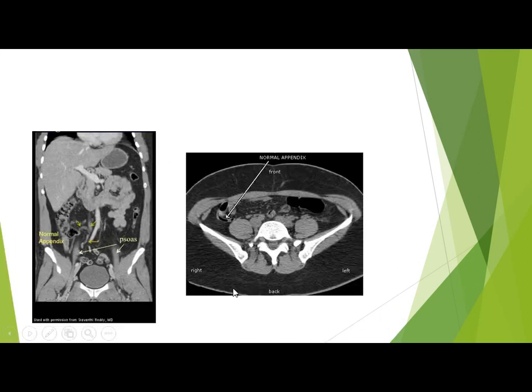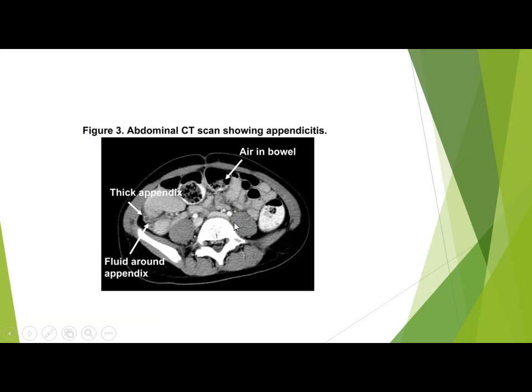This is CT of the abdomen. We see the normal appendix contains gas. Here also, this is the location of the appendix. The appendix can be seen filled with gas or contrast. In both cases, it's normal. Abdominal CT, this is showing appendicitis. Here is a thick wall of the appendix with some fluid around the appendix.